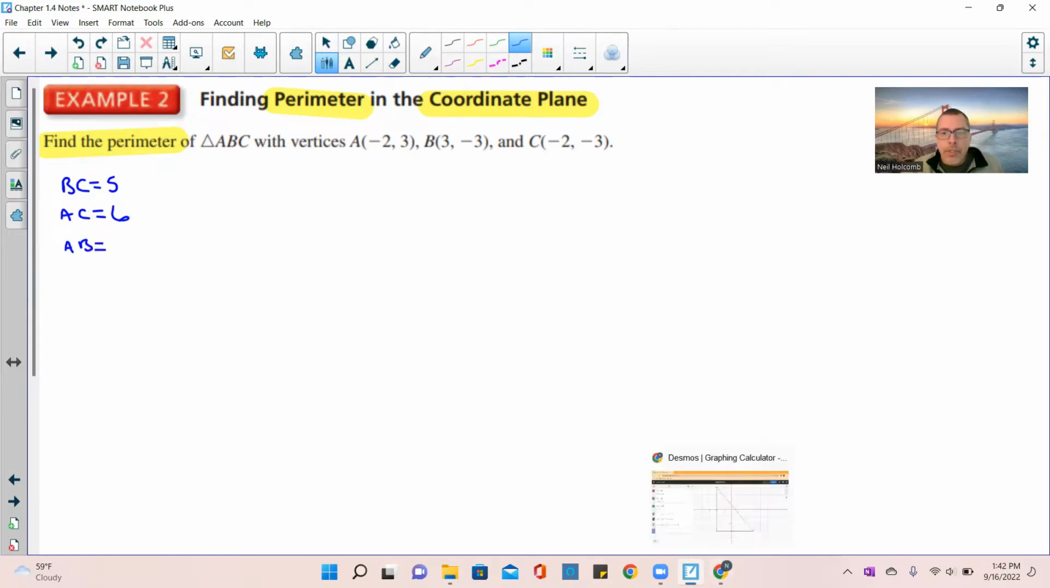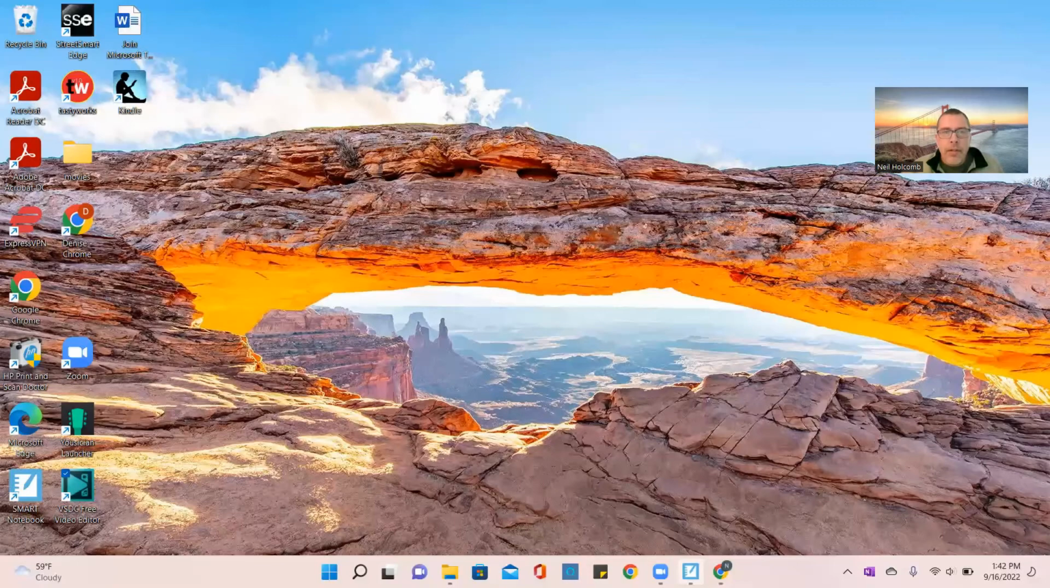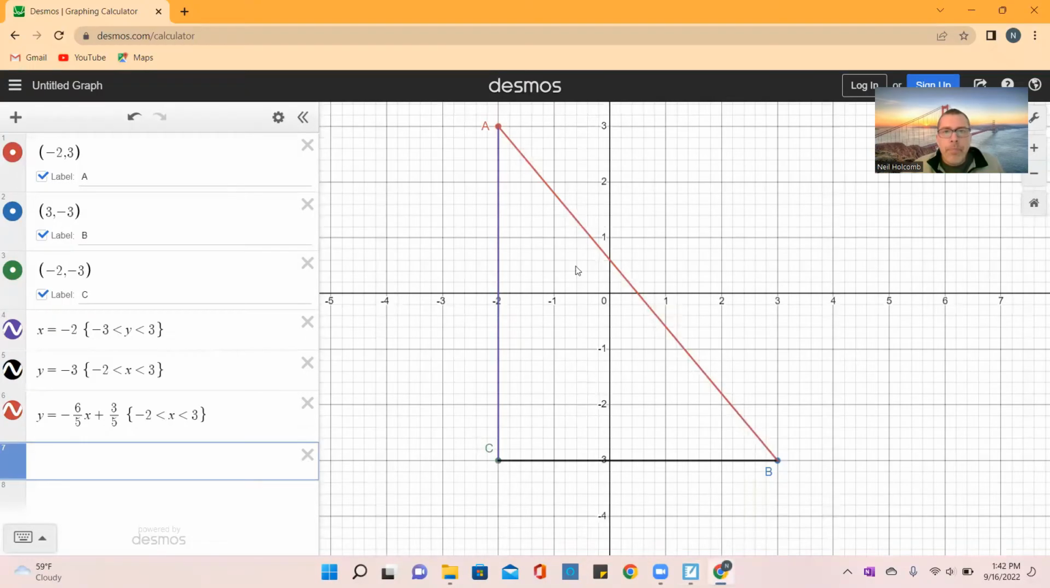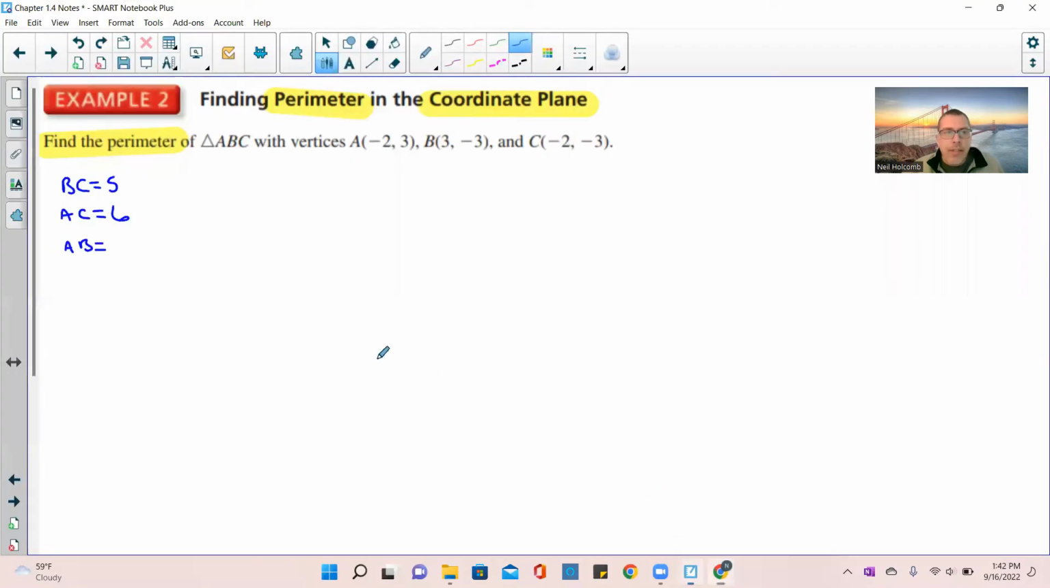Okay, let me make sure I'm doing this right. I'm looking for AB. BC's 5, AC is 6. So for AB, I would do the Pythagorean theorem. The Pythagorean theorem is a squared plus b squared equals c squared. So one of my legs is 5. The other leg is 6. And AB is my hypotenuse.